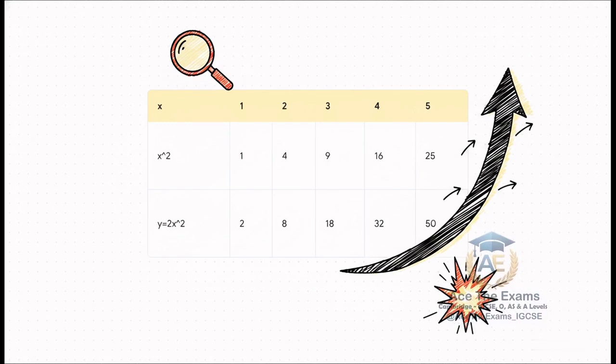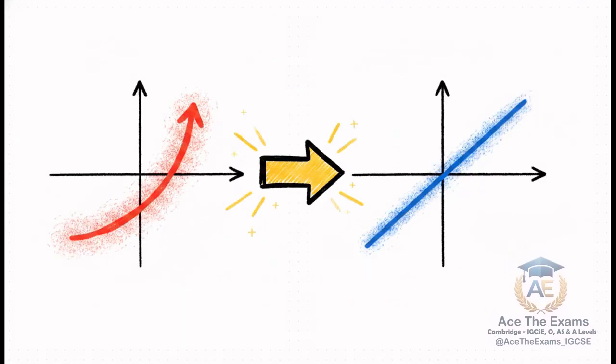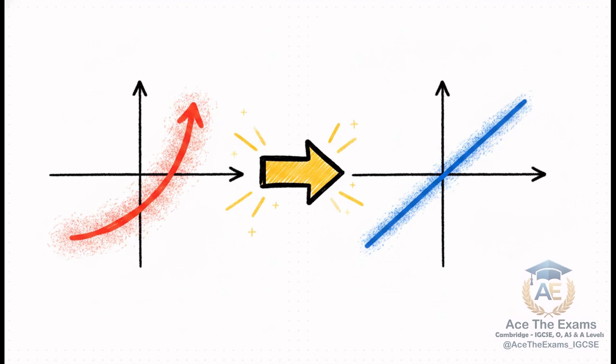If you were to plot x against y here, you wouldn't get a straight line. You'd get a severely curved graph. But the relationship is still strictly mathematically proportional. This brilliantly illustrates the ultimate test, and it's a concept you absolutely must understand for Paper 4.